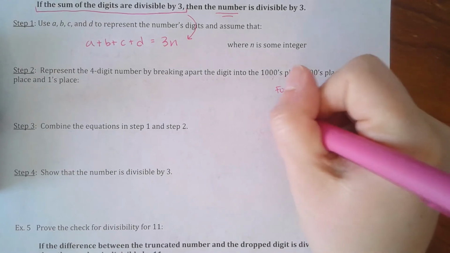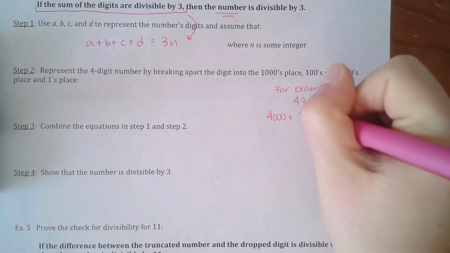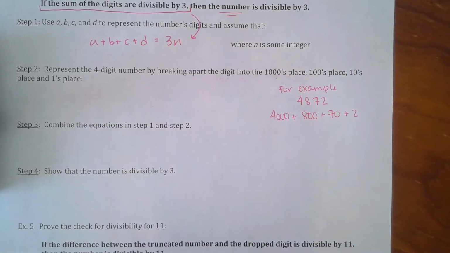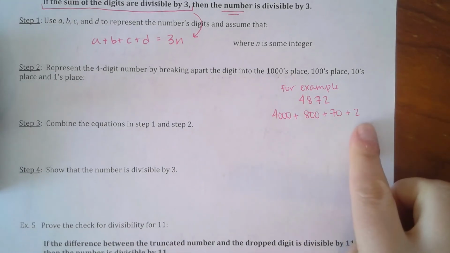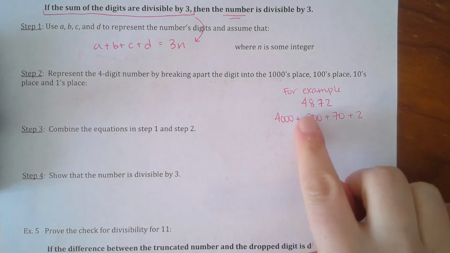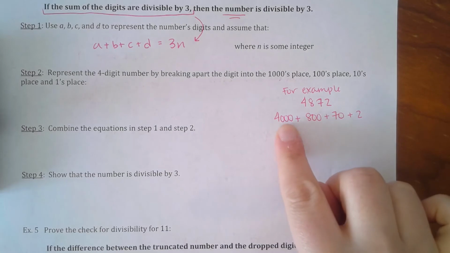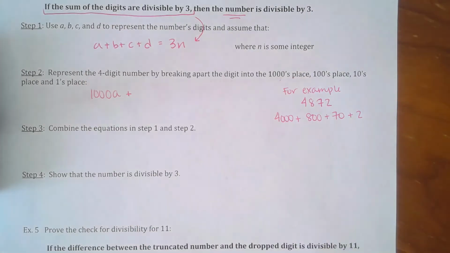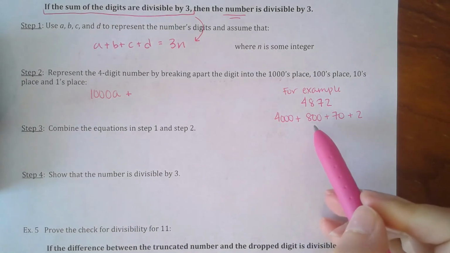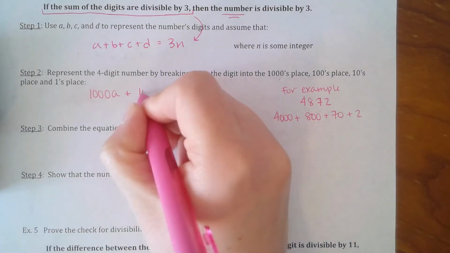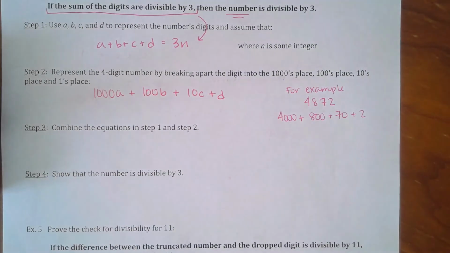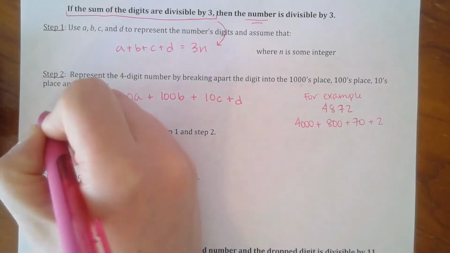But I can break it apart and say this is really 4,000 plus 800 plus 70 plus 2. So break it apart as far as the thousands place, hundreds place, tens place, and ones place. So that would mean that if my number A here is my first digit, my thousands place digit, it's 1,000 times 4. So 1,000A. And then I'm adding on how many hundreds I have, which would be B in this case, so 100B. And then 10C, and then my lonely ones place D. So this is the whole number.